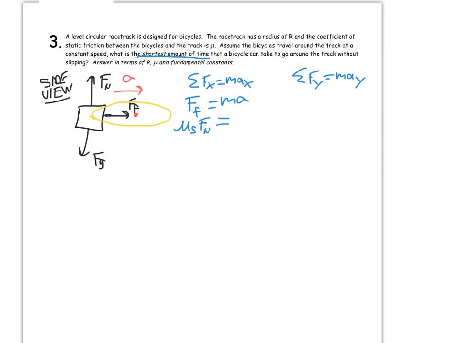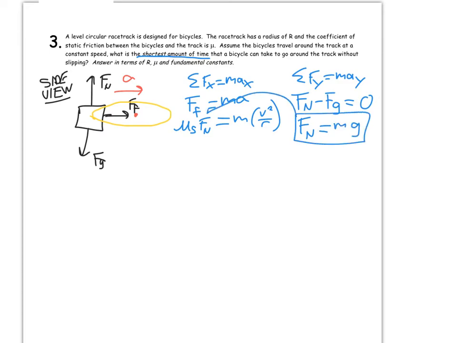I also can substitute in for my acceleration because I know that anytime I'm traveling in a circle, my acceleration is given by v squared over r. Setting up my y forces, I have Fn minus Fg, and that's going to be equal to 0 because we're not accelerating vertically, just horizontally. And so my normal force then is equal to Fg, which is simply mg.